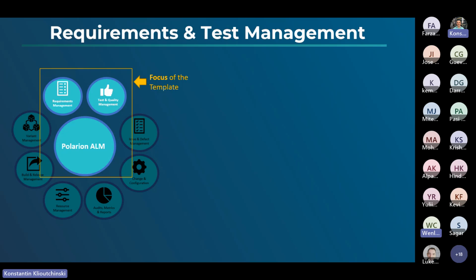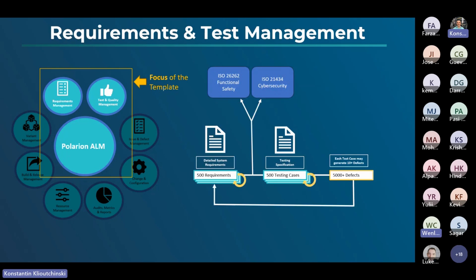However, there are many other functionalities in Polarion, such as version management, build management, resource planning, change management, defect, audit, review. All of these we didn't even cover. So if you get standard functionality of Polarion, you already benefit a lot in your project. This is what we looked at, the selected requirements and QA plus 2 templates.